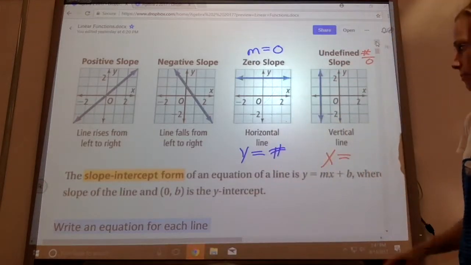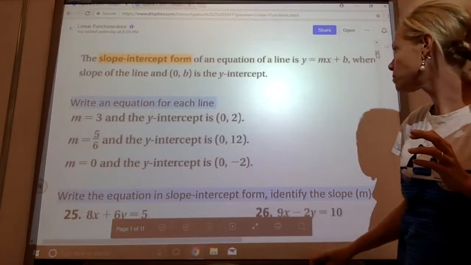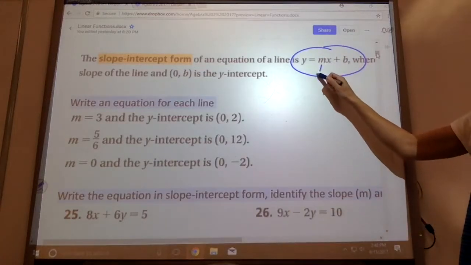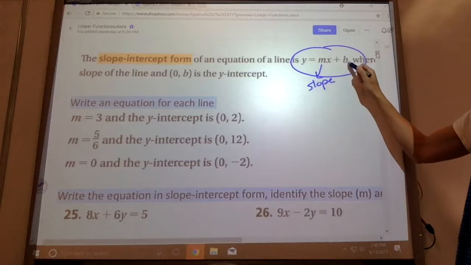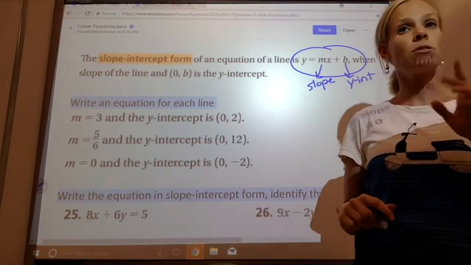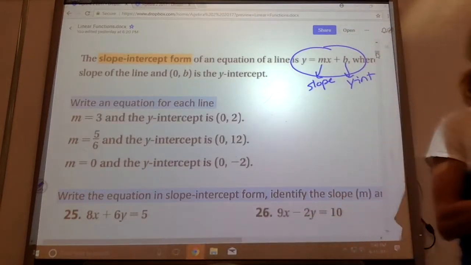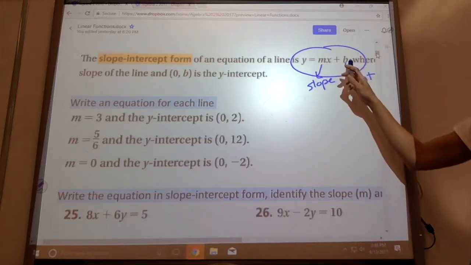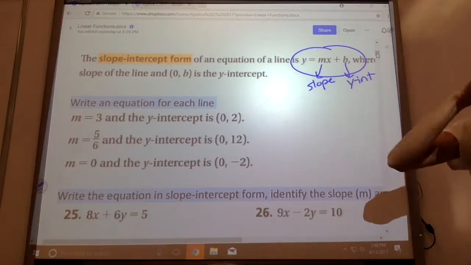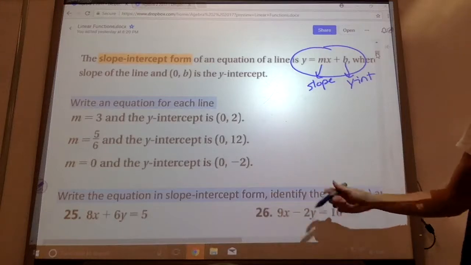Okay, so slope-intercept form, if you remember, is y equals mx plus b, right? The m is the slope. The b is the y-intercept. When I graph slope-intercept form, which one's first, the y-intercept or the slope? Y-intercept. When you graph a line, you always do the y-intercept first, then the slope. Okay? So let's write some equations.